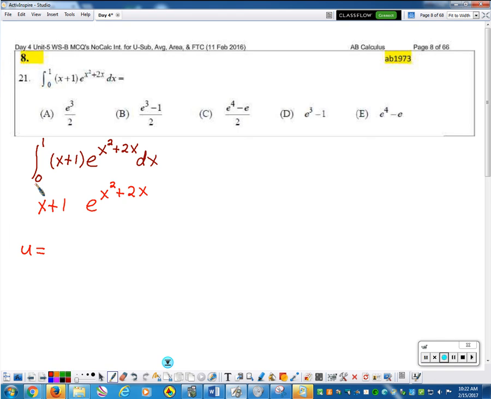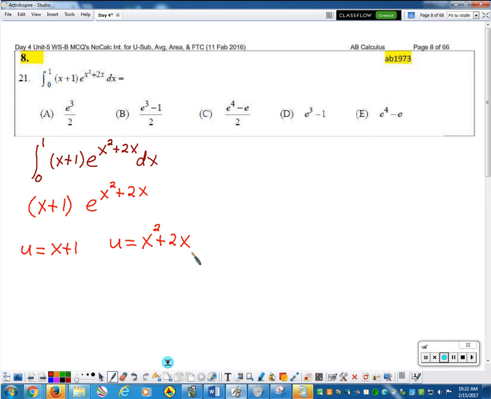Just x plus 1. Very good. They kind of hit it. It's not as obvious, but this is really something to the 1. So our choice of u is the something, that's why it's x plus 1. The other choice, someone else? X squared plus 2x. Nicely done. Because the other function is e to the something, so we've got x squared plus 2x. Perfect. Anyone else? Nice.